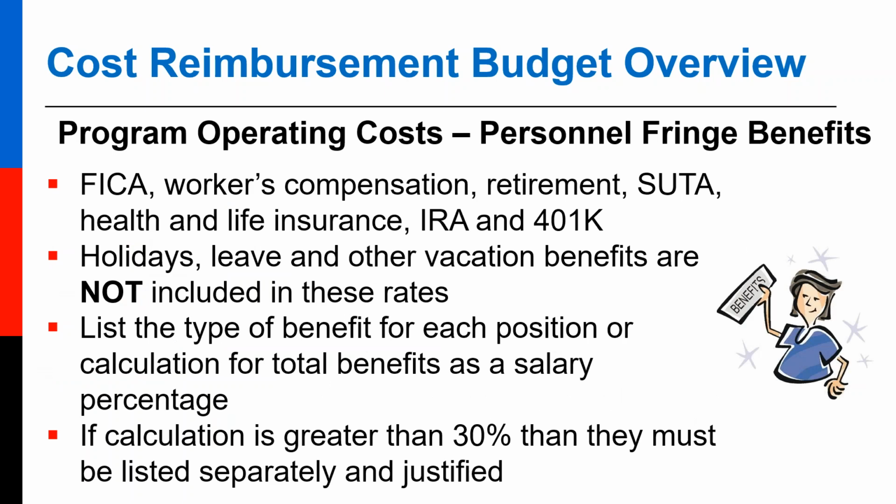The second subsection, section B, is personnel fringe benefits. For each of the staff you listed in the previous subsection, you have the ability to include fringe benefits. Allowable costs include FICA, workers' compensation, retirement, unemployment insurance, health and life insurance, IRA, and 401k. Holidays, leave, and other vacation benefits are not included in the fringe benefit rate. You need to list the types of fringe benefits and the cost of each benefit for each staff position, or you can provide a calculation for total benefits as a percentage of the salaries to which they apply. If a fringe benefit amount is greater than 30%, then they must be listed separately and justified.